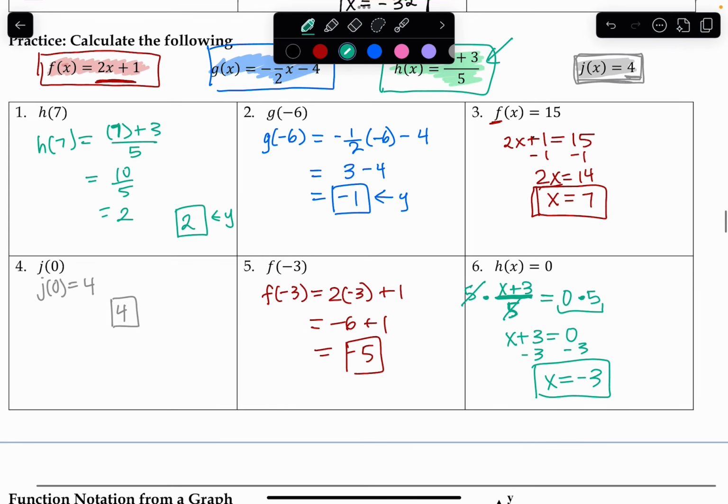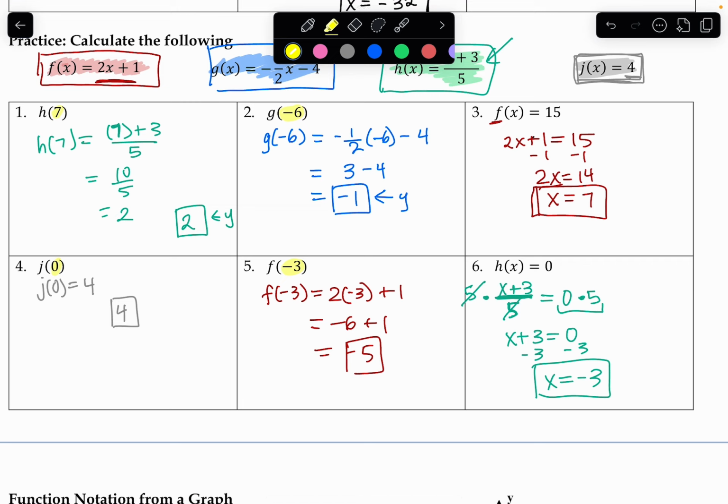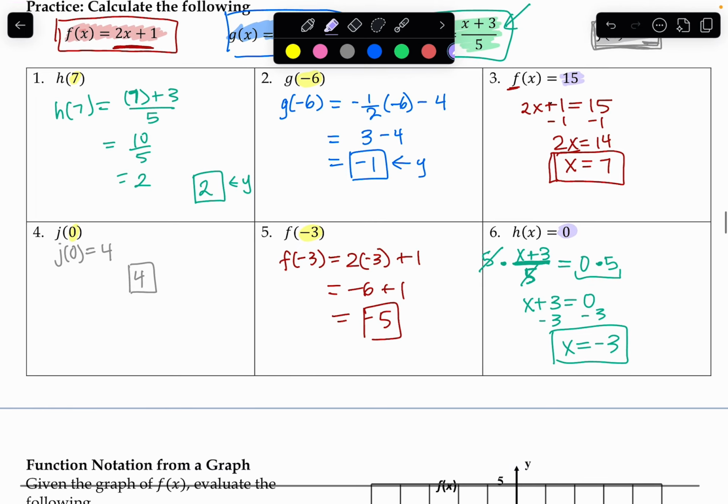So it's a little bit easier when they give you an x value because you're just plugging it into the function and then number crunching. It's a little bit harder when they give you the output because you actually have to solve for x. You have to isolate the variable using your inverse operations.